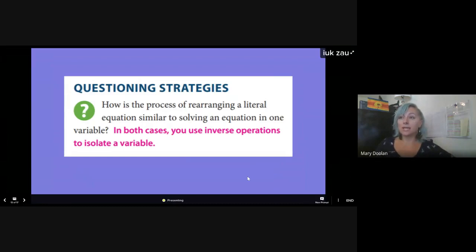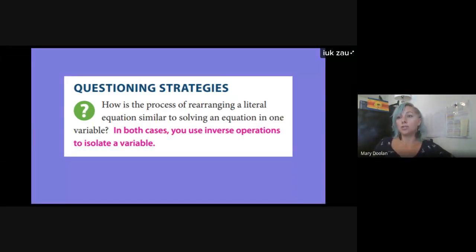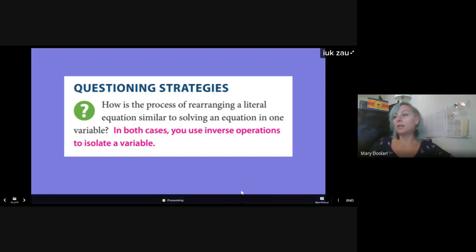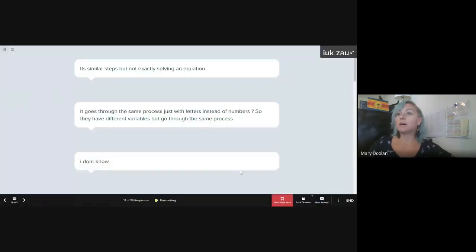So one thing we could say, in both cases, you use inverse operations to isolate the variable. Okay, that's a possible answer. You guys came up with some other answers that were really good. Okay, I liked it goes through the same process, just with letters instead of numbers. Okay, that's a good way to think about it.